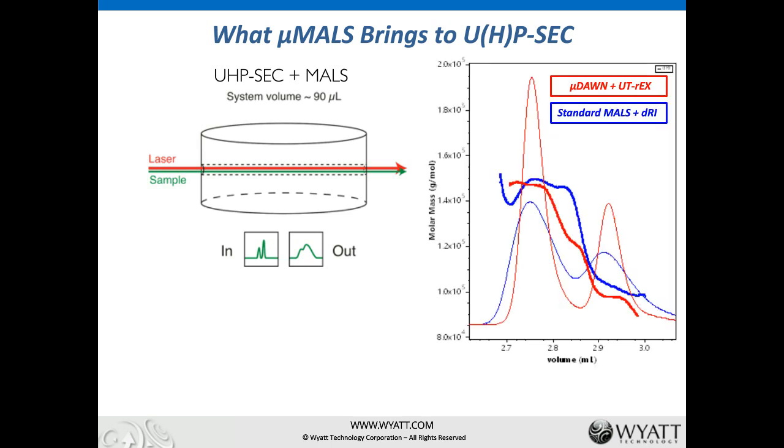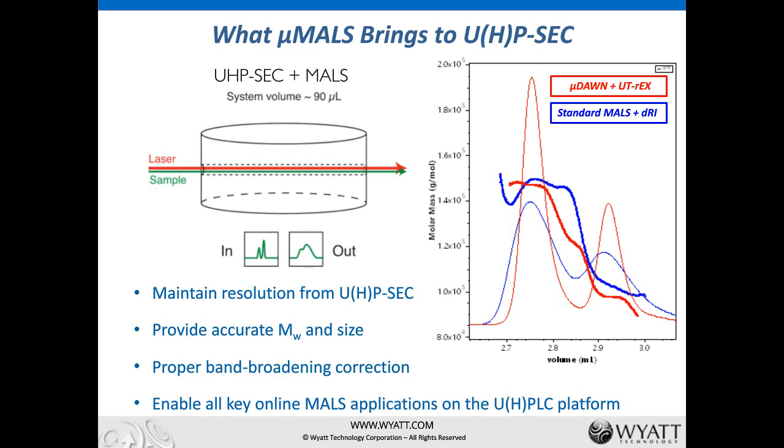So now we can compare the molecular weight from these two sets of detectors for an IgG sample with a fragment. Look at the blue curve here. The excessive dispersion from the standard MALS and DRI detectors gave incorrect molecular weight trend across the peaks. On the other hand, the red curve shows that with the combination of microDAWN and UT-rEX, which is our low dispersion DRI detector, the peaks are better resolved. Proper band broadening algorithm can be applied, and the molecular weight result is much more reasonable. An important implication is that all key online MALS applications can now be made possible on the UHP-LC platform.